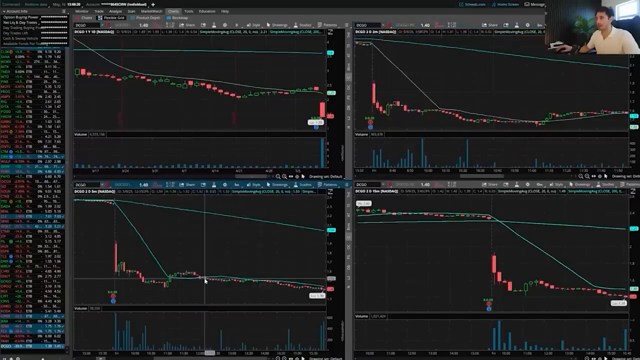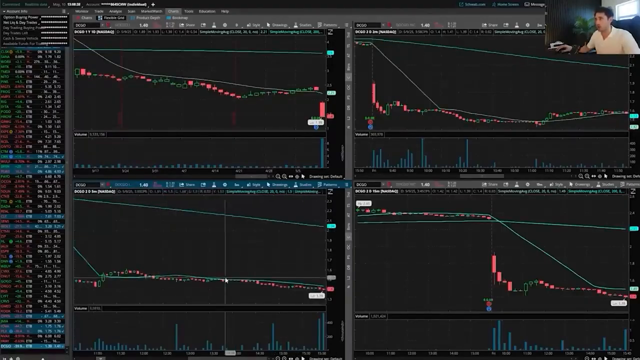Now, once again, look at, for example, the 5-minute chart, even later into the day. This was closer to 12:30 to the end of the day. Look at how well prices are respecting the 20-period moving average. You can see it's just trading off of it.